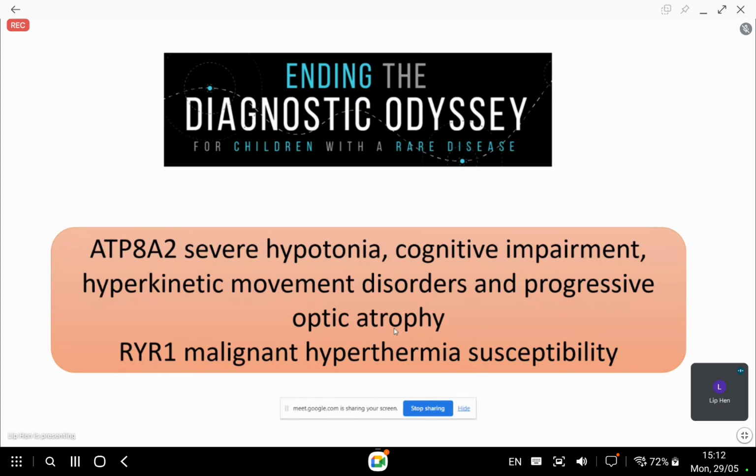So in conclusion, this child has two disorders: ATP7B2-related disorder, which is an autosomal recessive disorder, and an RYR1 gene autosomal dominant disorder. So we counsel the parents: 25% recurrence risk here, and 50% recurrence risk for this one. And it's important to test the parents for both the ATP7B2 and the RYR1 gene, and also the siblings.